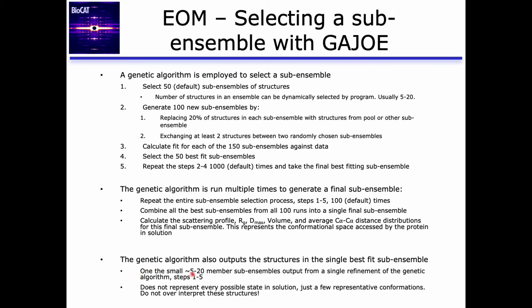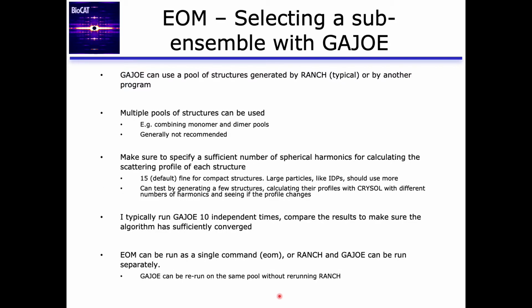So the genetic algorithm also outputs the structures of the single best fit sub-ensemble, so that's from any individual genetic algorithm run. So this is kind of a small, right, again, 5 to 20 member output, and it doesn't represent every possible state in solution. It just represents a few conformations, so you have to be very careful not to overinterpret these output structures. They can be useful for understanding what it means to have, say, a compact structure versus an extended structure, but you shouldn't present them as the states in solution. They're just a few representatives thereof. So that's how it works.